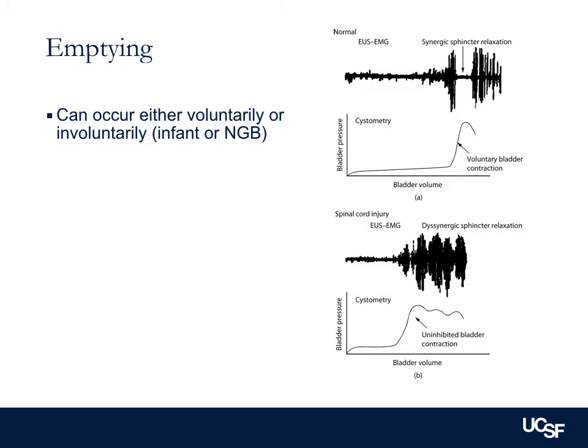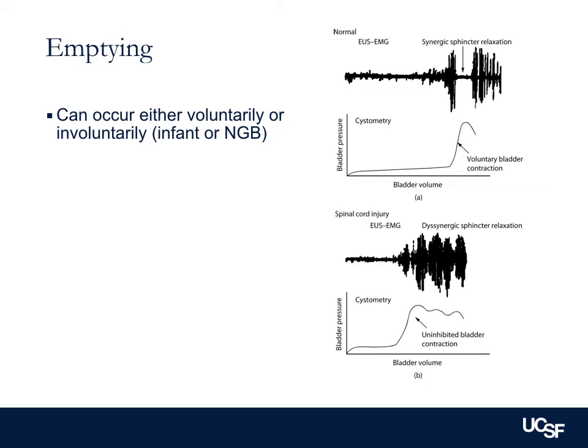Now in the panel below, this shows an abnormal finding that can happen with neurogenic bladder, where you have an uninhibited bladder contraction or a detrusor contraction. So this is not a voluntary contraction. And at the same time, you have a contraction of the pelvic floor. So this is dyssynergic sphincter, okay? So the bladder and the sphincter are contracting at the same time. So that's not what you want to have happen.